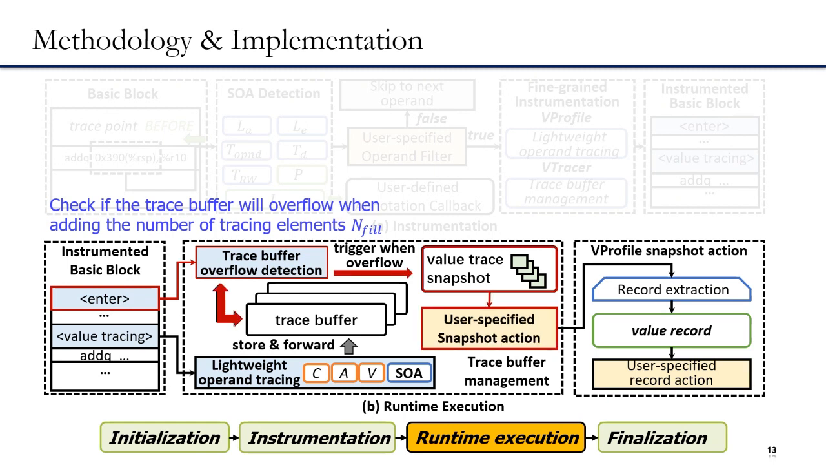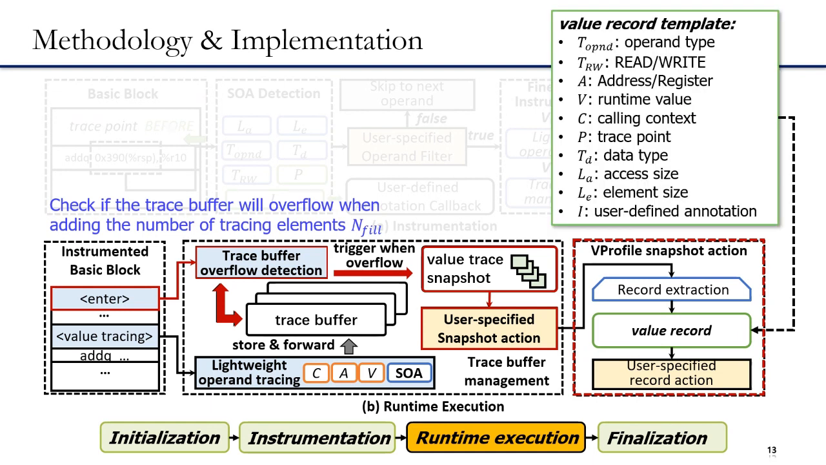VClinic triggers the swap actions to handle the specific trace buffer that is detected as overflowing. Specifically, the trace's head pointer and its length are passed into the swap actions, including the user-specified swap action and the vProfile swap action. To enable the operand-centric view defined in vProfile, VClinic extracts the value record, organized as shown in the slide, from each compliant trace element and passes it to the user-specified record action for further analysis.